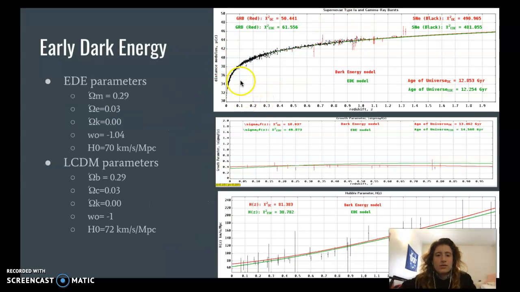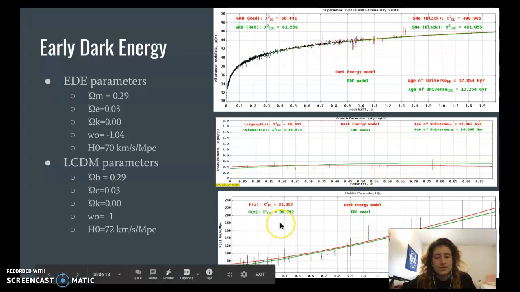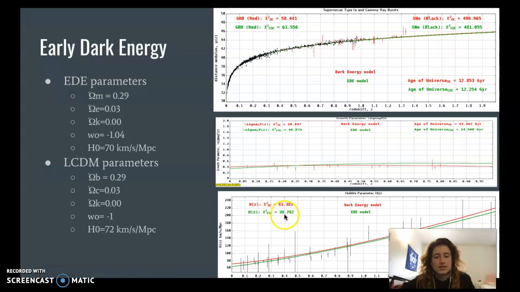From this, we are able to see, based off of supernova type A, that the standard cosmological model is most likely more preferred, if anything, just because it's more simple, as these chi-squareds are pretty close and you can't really distinguish the 2 plots. With the growth parameter, the EDE model was preferred. However, we have this little bit of confusion at different age of the universe.